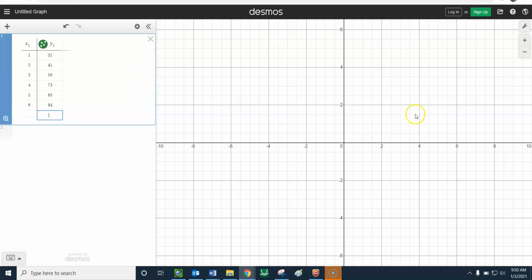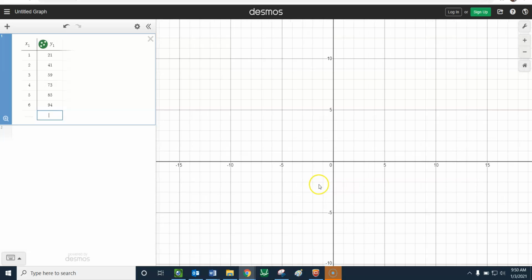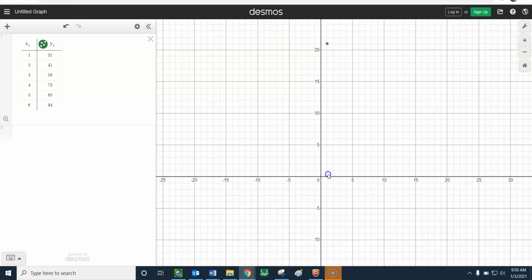I don't see the dots. Why do I not see the dots? Well, it's because these numbers, these y coordinates, 21, 41, 59, they're pretty big numbers. This only goes to 6. So I can scroll out until I find them and move it around.